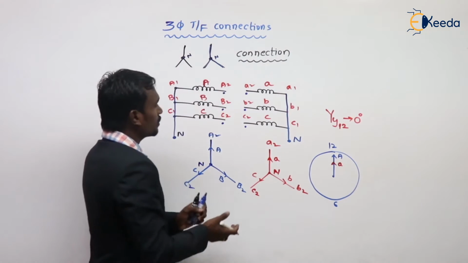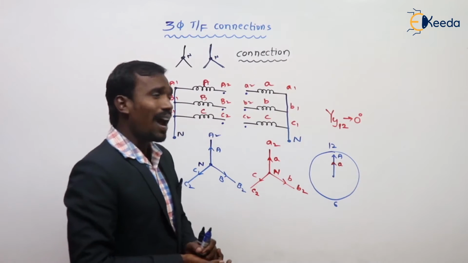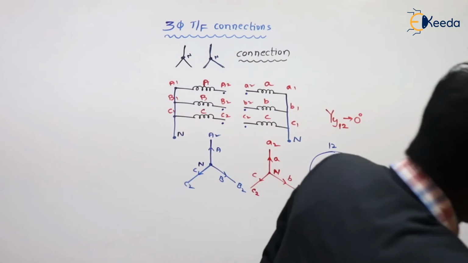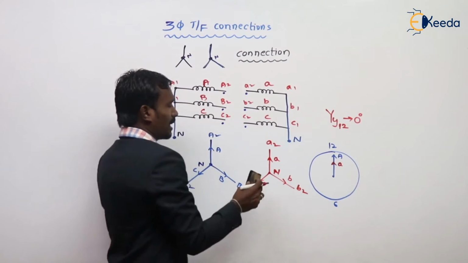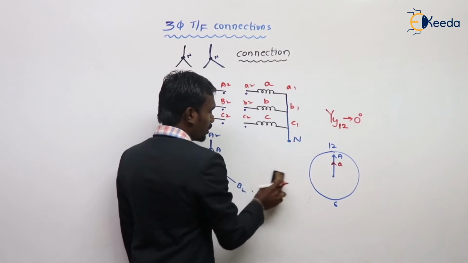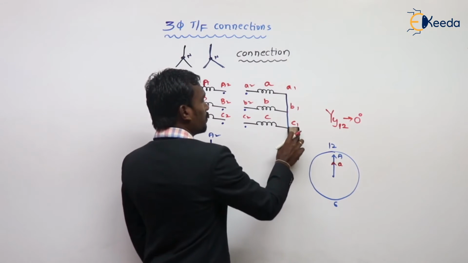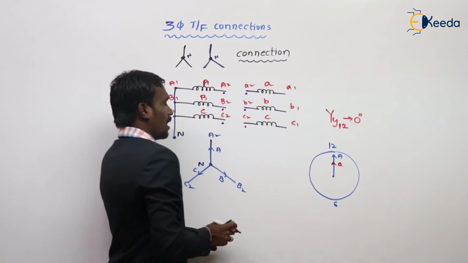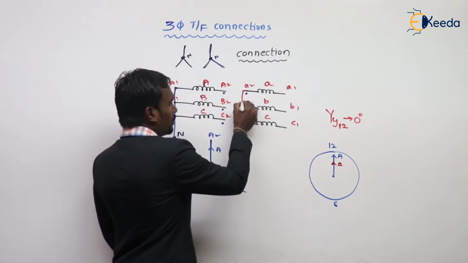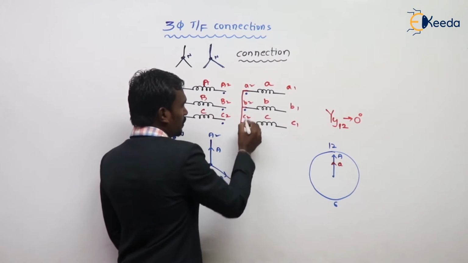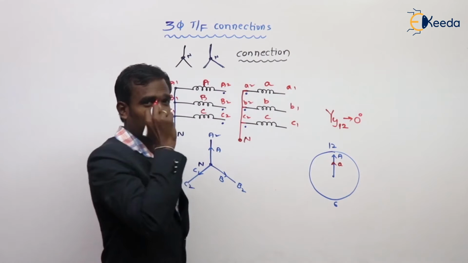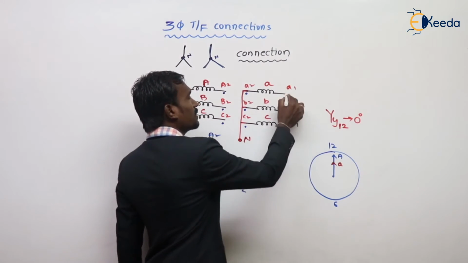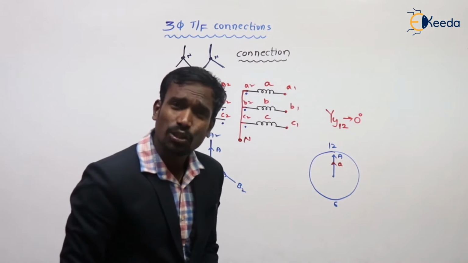For example, this is the first configuration. Let's change the configuration to get 180 degrees. I'm going to change the secondary configuration. Now I'm not taking the neutral here; I'm taking the neutral at this side. This is my neutral. Now tell me, is this the additive manner or the subtractive manner?